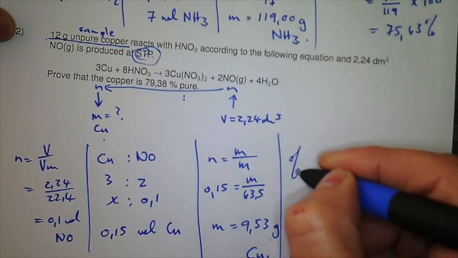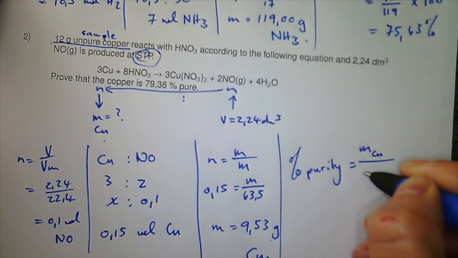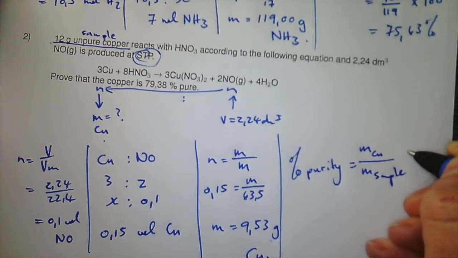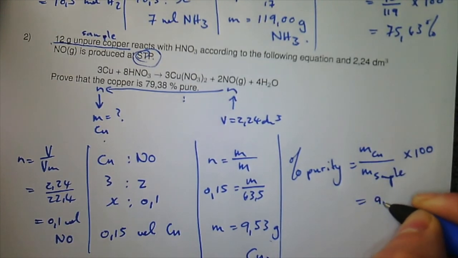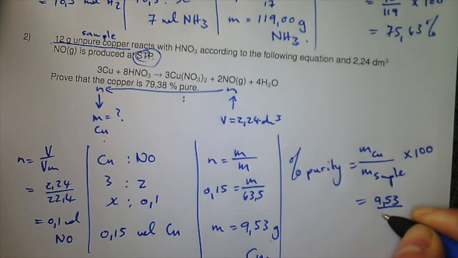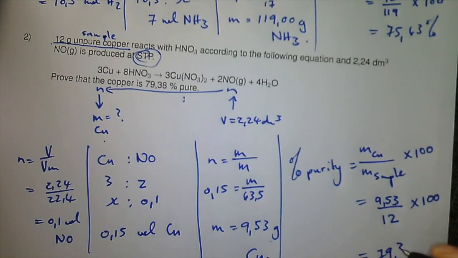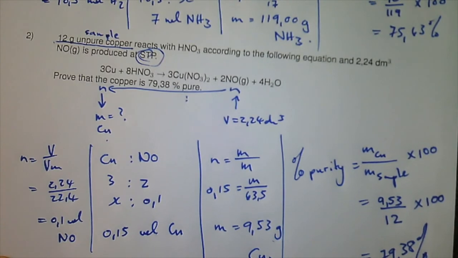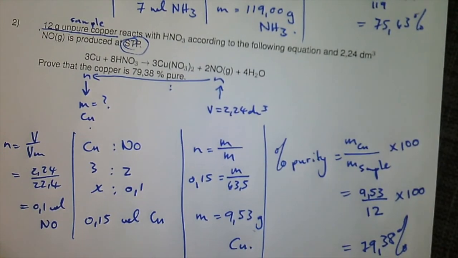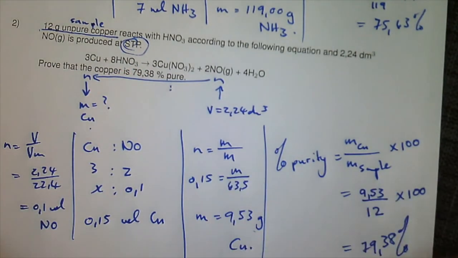And then I can say, okay, so the percentage purity will now be my mass of real copper divided by the mass of my sample times 100. So the mass of real copper, 9,53. It could have been the whole sample of 12, and that is times 100 to give you 79,38%. And that was actually what they wanted us to prove, that it is 79,38% pure. Remember, if you have to prove something, you cannot use that number. You have to get that number as your answer.